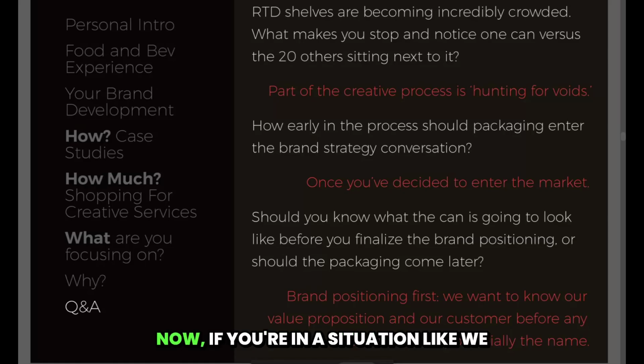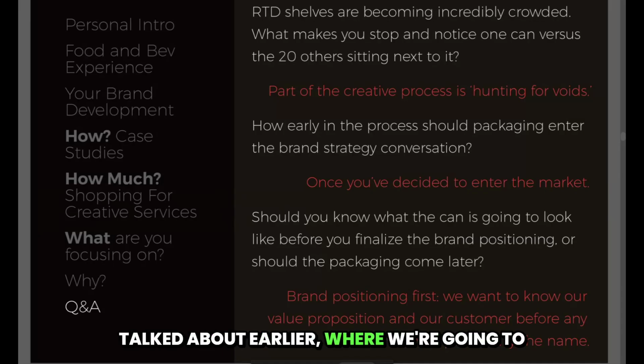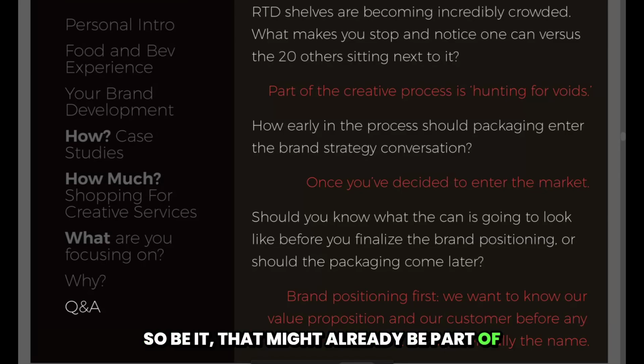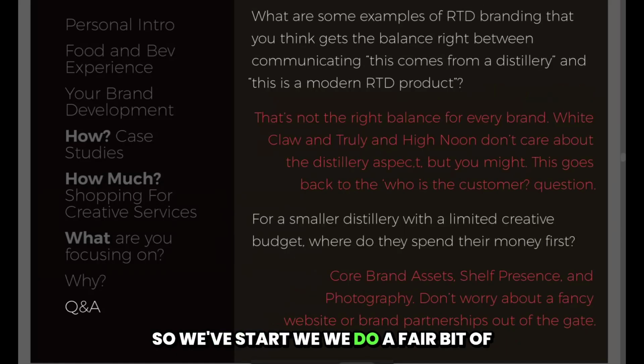Now, if you're in a situation like we talked about earlier, where we're going to extend on an existing spirits brand or a distillery brand, so be it. That might already be part of something that we know is a continuing factor, but that might be a sub name, or it might be a series name, something like that. We want to have a good idea of that positioning and our unique value proposition even before we have necessarily cooked up a name. So we do a fair bit of naming too.